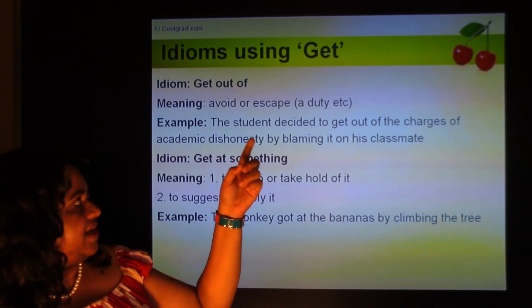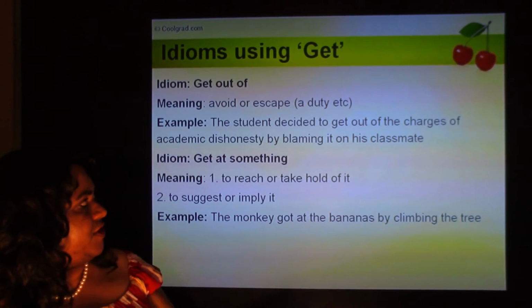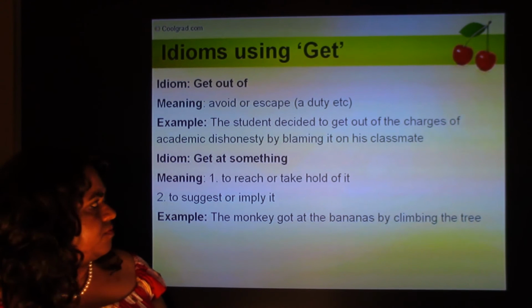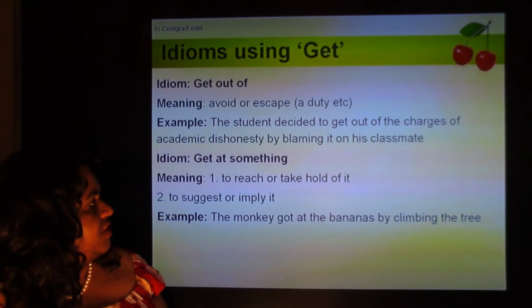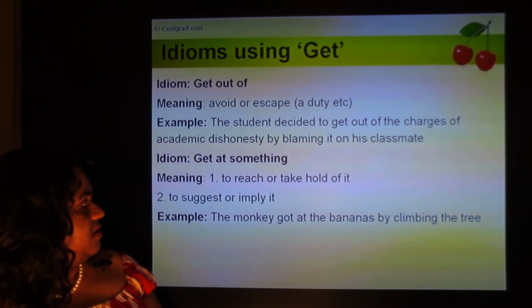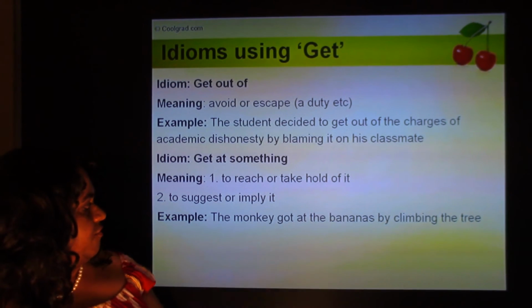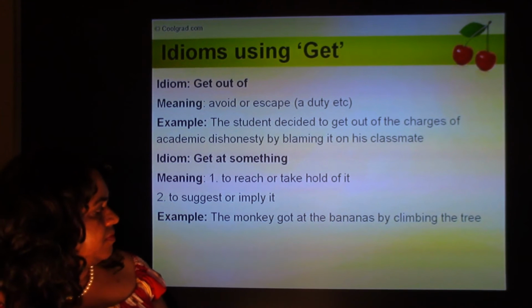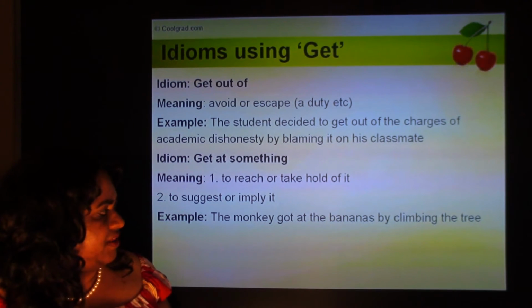Some more idioms using get. Get out of means to avoid or escape a duty, etc. The student decided to get out of the charges of academic dishonesty by blaming it on his classmate. Get at something, to reach or take hold of it, to suggest or imply it. The monkey got at the banana by climbing the tree.